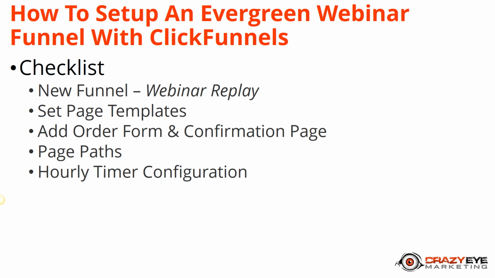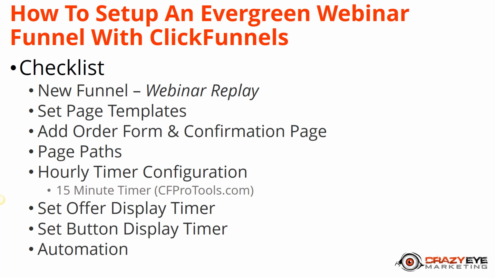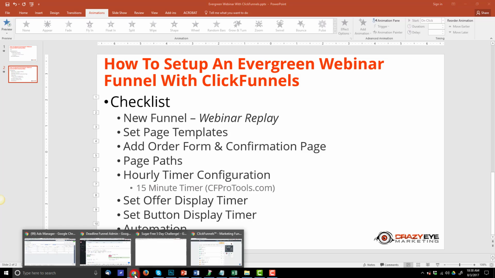Then we'll set up the hourly timer configuration. Talk a minute about the 15-minute timer. So instead of doing it every hour, you do it every 15 minutes. We're going to go ahead and set the offer display timer, set the button display timer, and then we're going to talk about the automations briefly. So let's head over to ClickFunnels and get this show on the road.